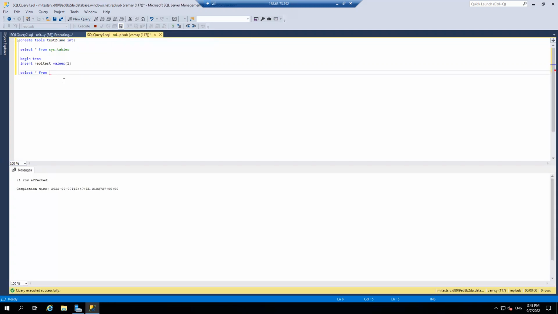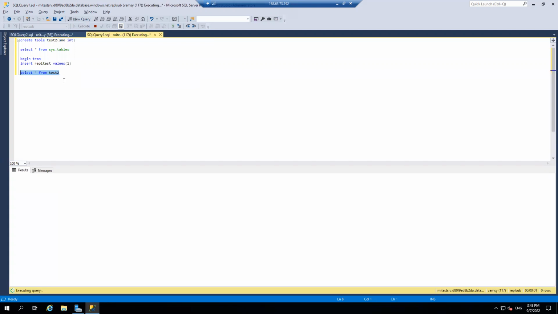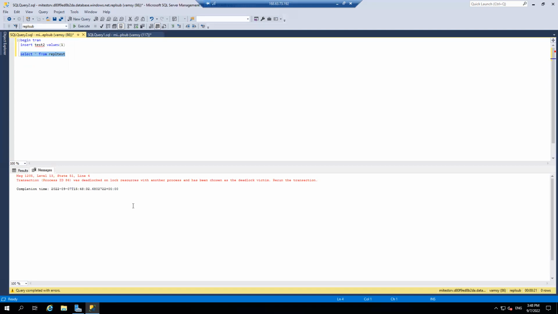Select star from test2, right? Test2. So as you know, I think most of you are aware, deadlock will kill one of the sessions, the one which is least expensive to roll back.